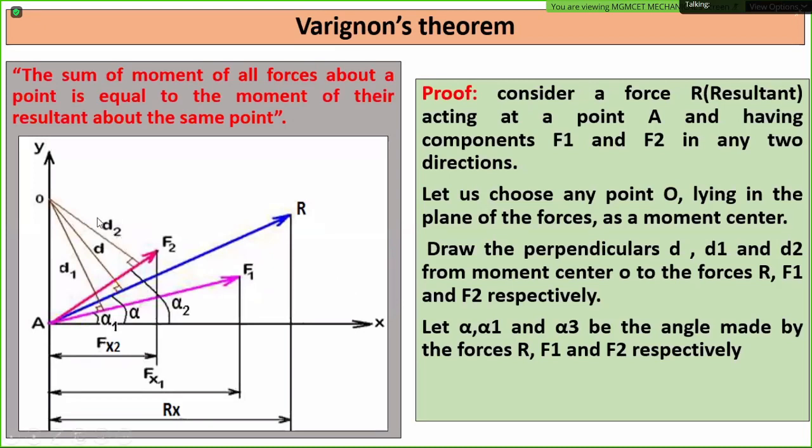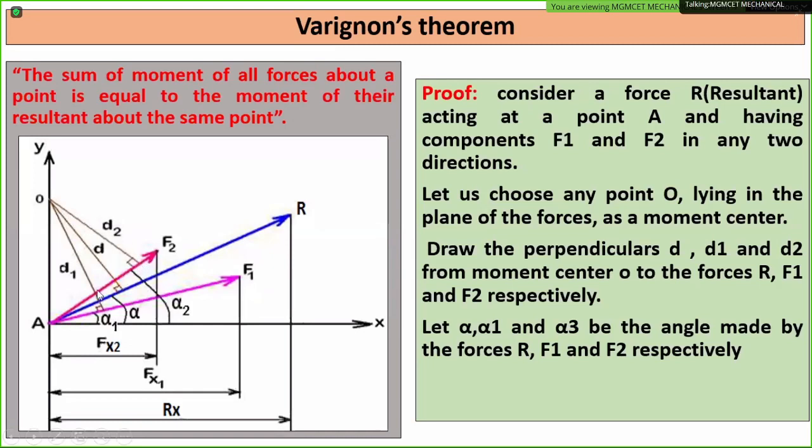Then what I am doing, let us say moment के लिए मुझे कोई तो point लेना पड़ेगा. Moment means a rotation, it has to be about a certain point. So let us choose the point O. And through the point O, I am dropping the perpendicular to all the three forces. Select anywhere the point O along the y-axis and drop a perpendicular. Perpendicular distance between the resultant R and the point O is D. The perpendicular distance between the force F1 and point O is D1. Perpendicular distance between the force F2 and point O is D2.